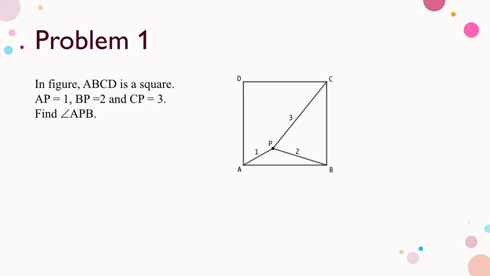Here is the first problem. ABCD is a square where the length of the side is not given. P is a point inside the square such that the distances from the vertices A, B, and C are 1, 2, and 3 respectively. We are asked to find angle APB.